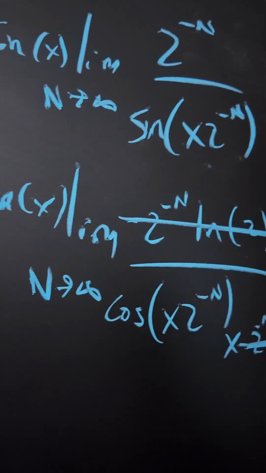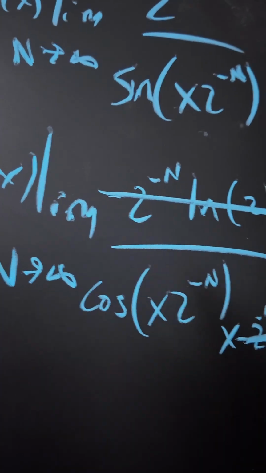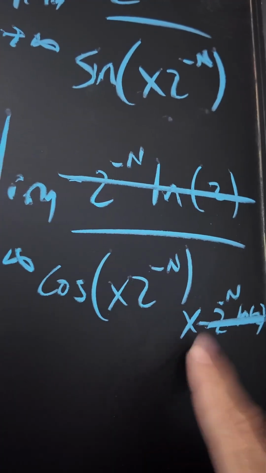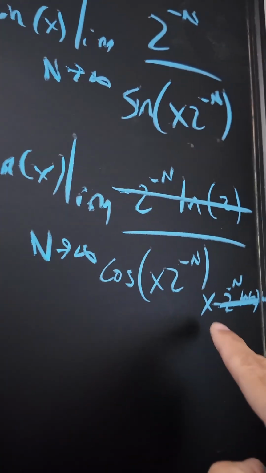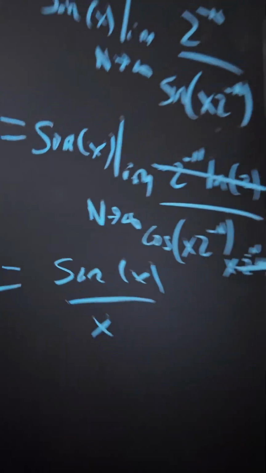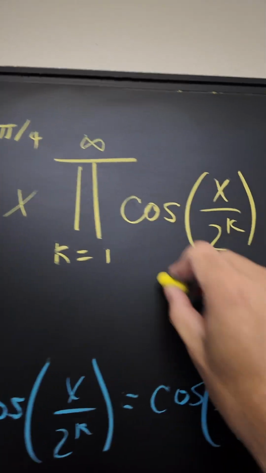So we go ahead and plug in infinity again. This leaves us with 2 to the negative n on the inside, which is 0. So cosine of 0, that's just 1. So we have 1 times x on the bottom. So we have sine of x times 1 over x, and that's just gonna be sine of x over x, and that's what the infinite product is. Because now we can go ahead and say this entire value is just sine of x over x.